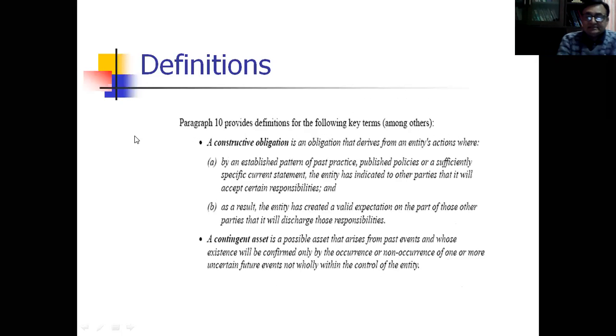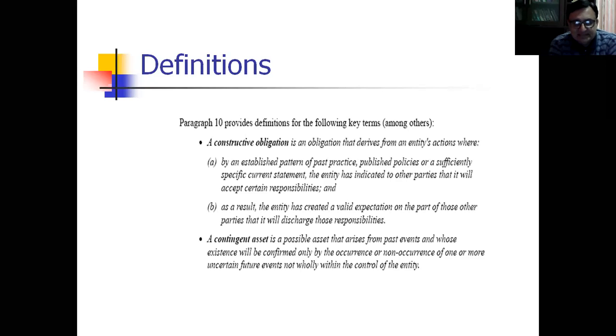There are certain definitions which are given under IAS 37. Number one is a constructive obligation. A constructive obligation is an obligation that derives from the entity's actions, where by an established pattern of past practices, published policies or a sufficiently specific current statement, the entity has indicated to other parties that it will accept certain responsibilities. If your past practices, published documents or certain statements indicate that you have to incur certain responsibilities towards others, that is called a constructive obligation.